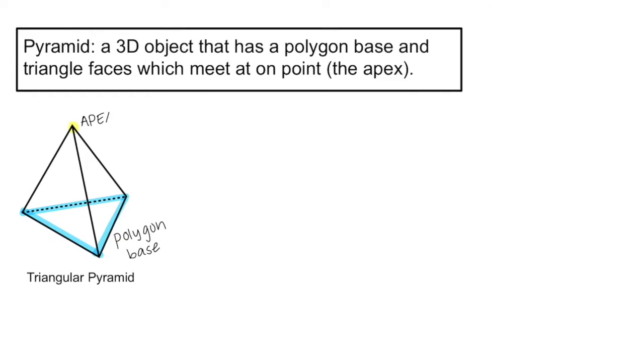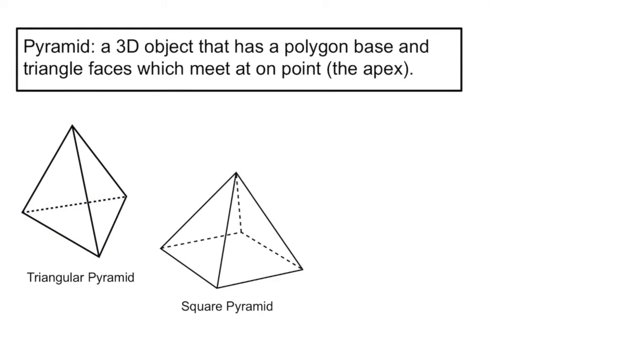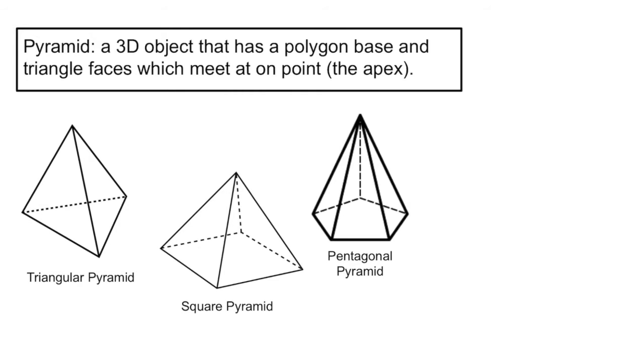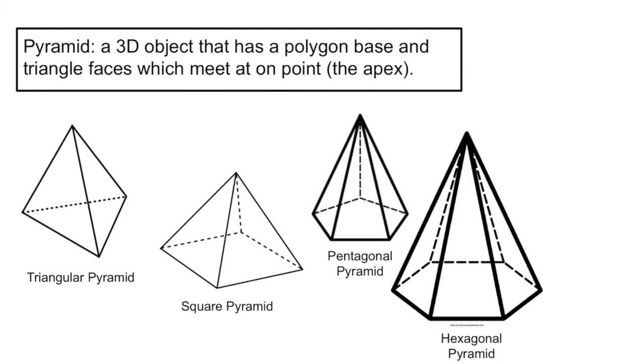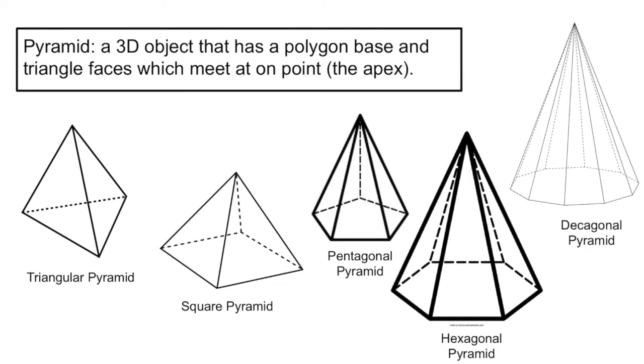So here we have a triangular pyramid. We know this because its base is a triangle. We can also have a square pyramid with a square base, pentagonal pyramid, hexagonal pyramid, and even a decagonal pyramid.